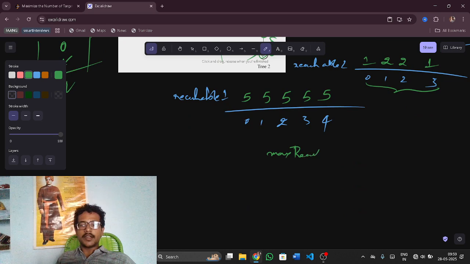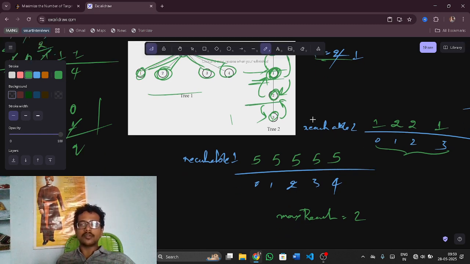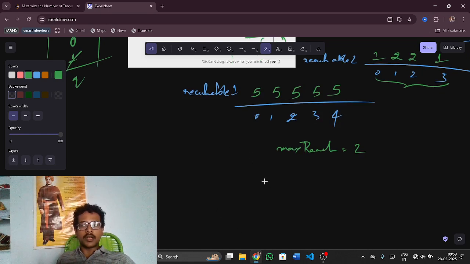Max reach is 2. That means we can connect any node of 0 with any node in tree 1 to node 1 or node 2, then I can get maximum number of target nodes. So if I return 5 plus 2 is 7. That's it. This will be the answer, and I have given the code link in the description.